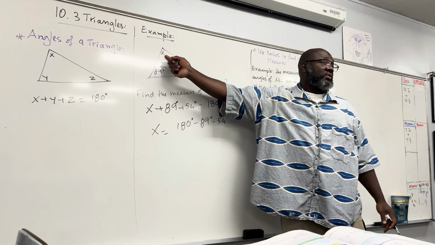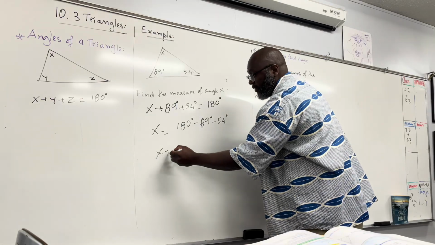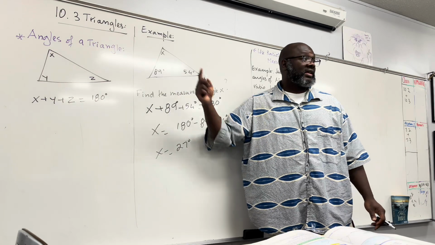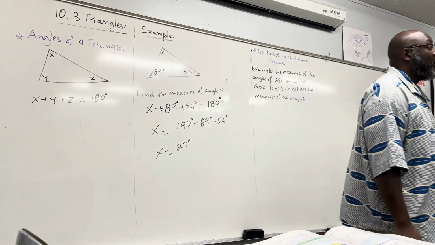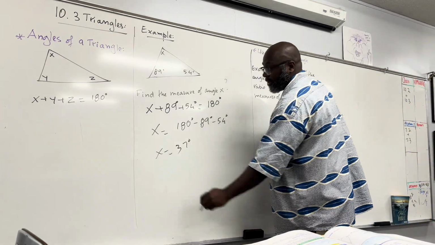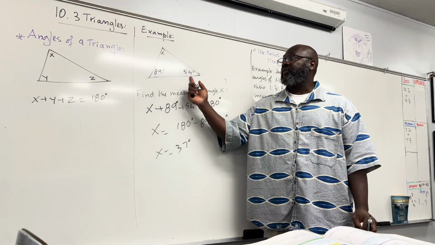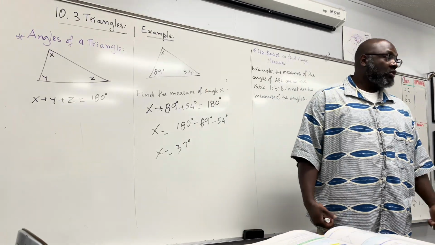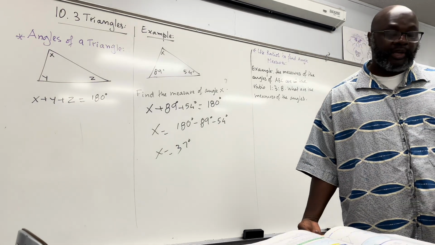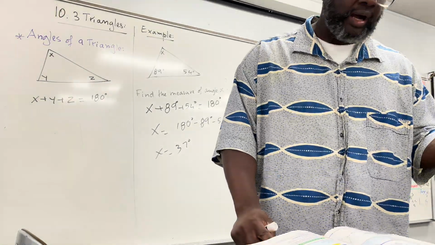Now I'll let you do that. I can do your subtraction. What did you get? 27. 27, so x is 27 degrees, right? And if you add all 3 together, if you do 27 plus 54 plus 89, you should get 180. I'm trusting your algebra, right? We know how to do this. If you don't get 180, if you get something less or more than 180, you know that you did something wrong. So this is how you find the measure of the 3rd angle if you're given 2 angles.